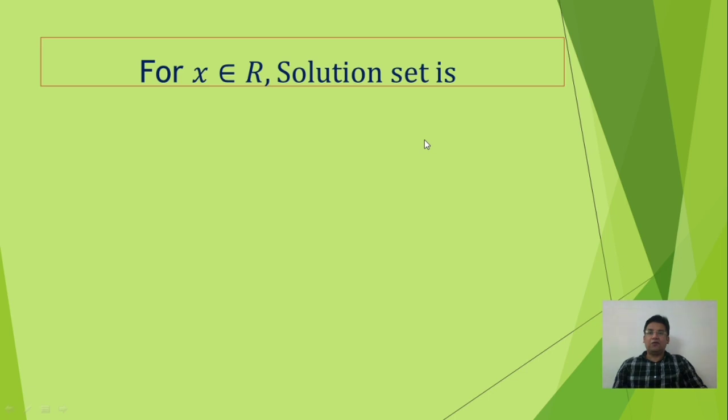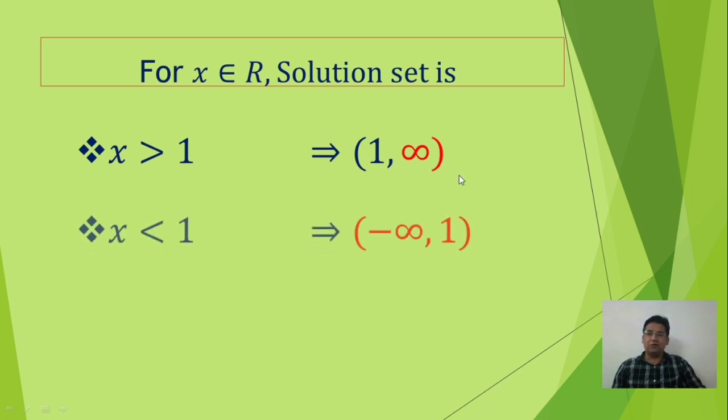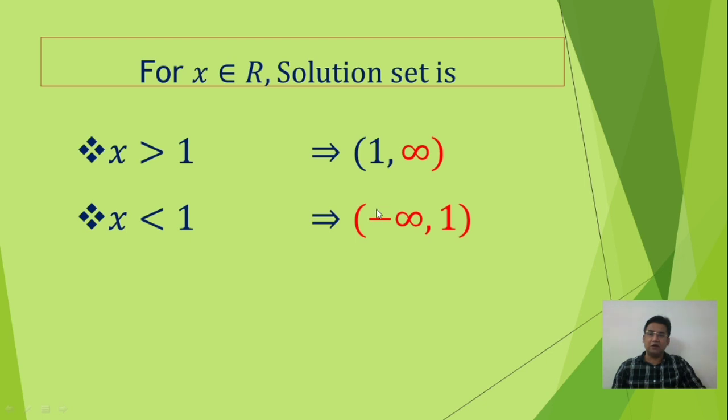Now, for x belongs to R, what is the solution set of the following? If x is greater than 1, and greater than 1 means it is open interval 1 to infinity. And what about less than 1? It is minus infinity to 1 open interval. And towards infinity, there is always an open interval.